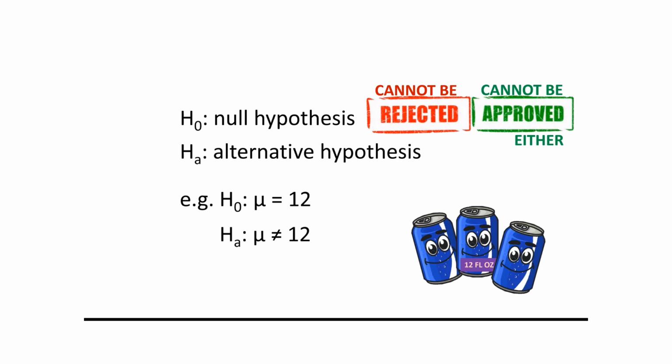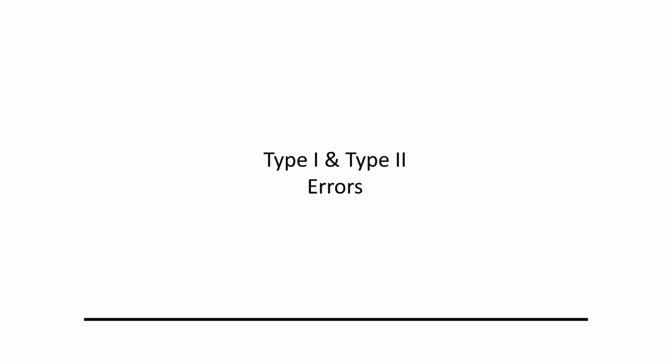We cannot say we have statistical evidence that the manufacturer production process is functioning properly. We can only say that the assumption the manufacturer's production process is functioning properly cannot be rejected. What are type 1 and type 2 errors?